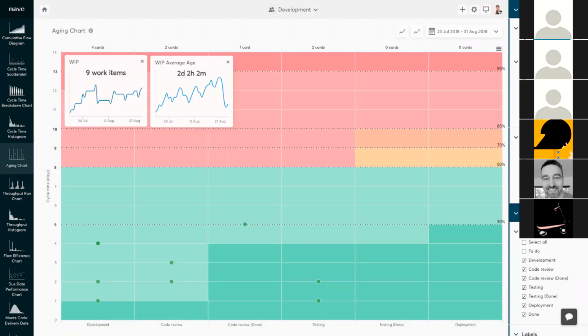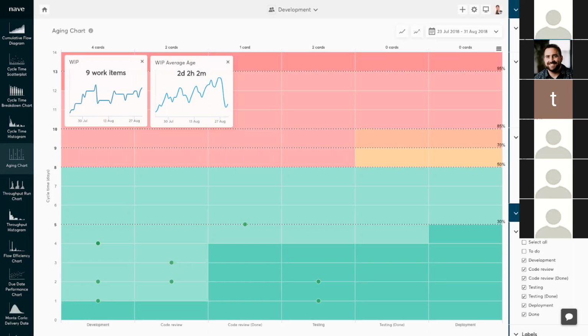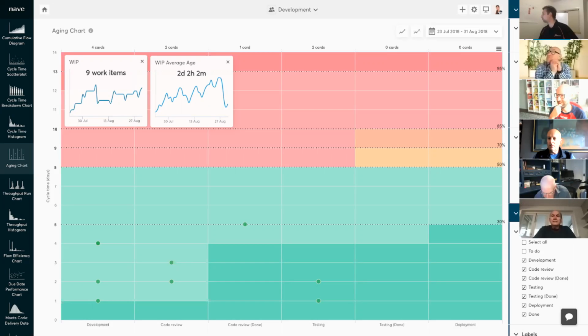If you find that the line is sporadic, at times increasing or decreasing dramatically, this points to an inconsistent average age and, at the root cause of these spikes, bottlenecks in the system that need to be addressed.